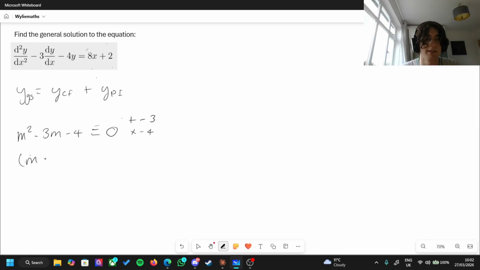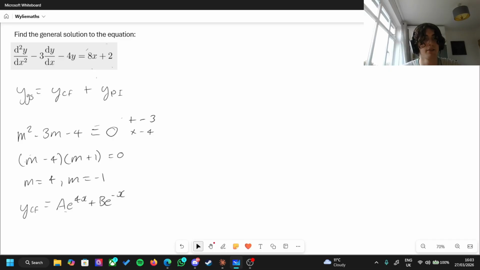So it factorizes to (m - 4)(m + 1) = 0. So our solutions are m = 4 and m = -1. Thus our complementary function, again not our final solution, just our complementary function, is y = Ae^(4x) + Be^(-x). Again, we have two real distinct solutions, so it is of this form. There are other forms for repeat solutions or for complex solutions, but that is not this example.